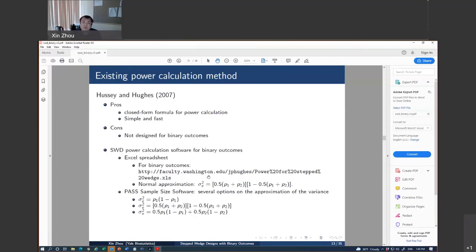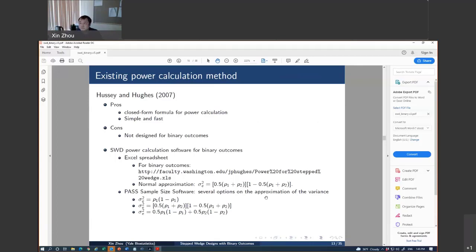And for the individual in the control arm, the variance is actually P1 times 1 minus P1. But for the individual in the intervention arm, the variance is actually P2 times 1 minus P2. They are different. So I think that is one reason here. That's what I can think about.